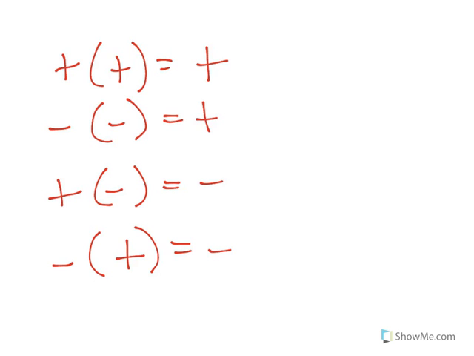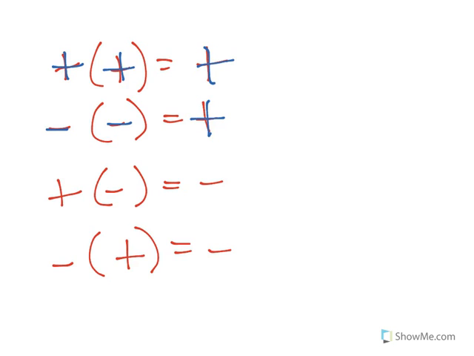The easy way you can remember both of them is count the lines. 1, 2, 3, 4. 4 is even. Therefore, your answer is even, or positive, sorry. A negative times a negative. Count the lines. 1, 2. 2 is even. Therefore, your answer, your product, will be positive.